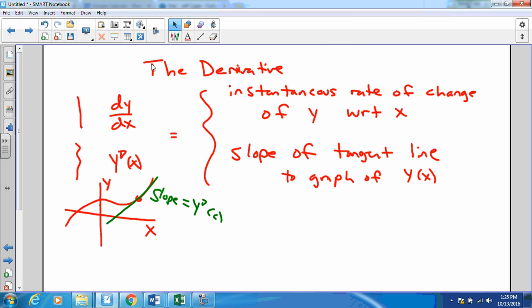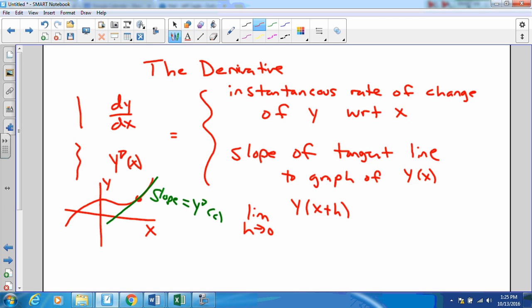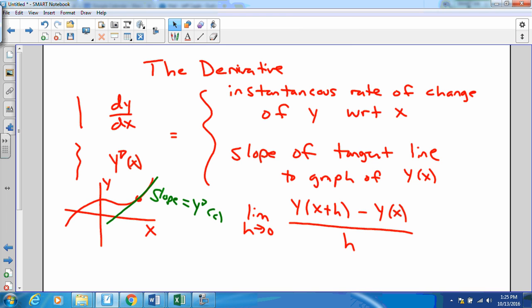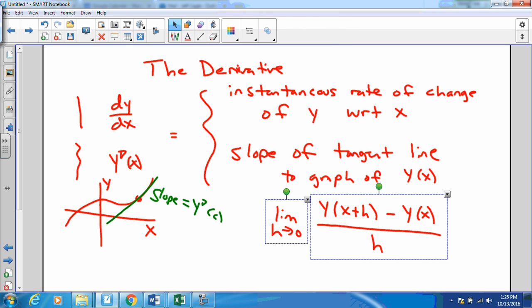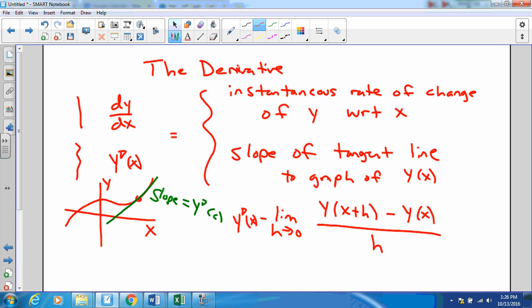And algebraically, we compute the derivative here as the limit of the difference quotient, or the limit of the average rate of change. And we label this as y prime of x, like so. The quantity inside here is the average rate at which y changes with respect to x.